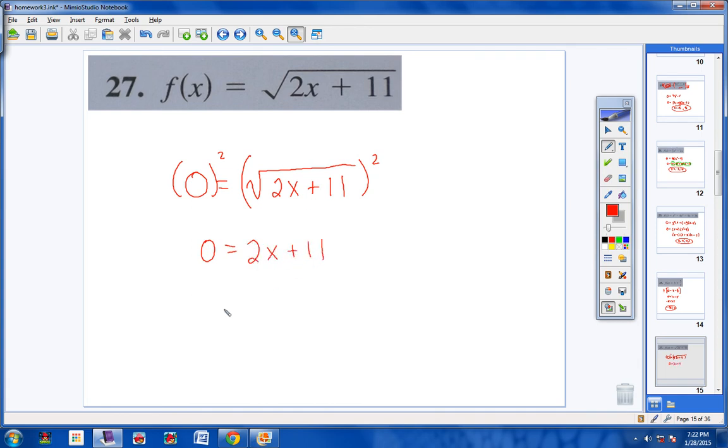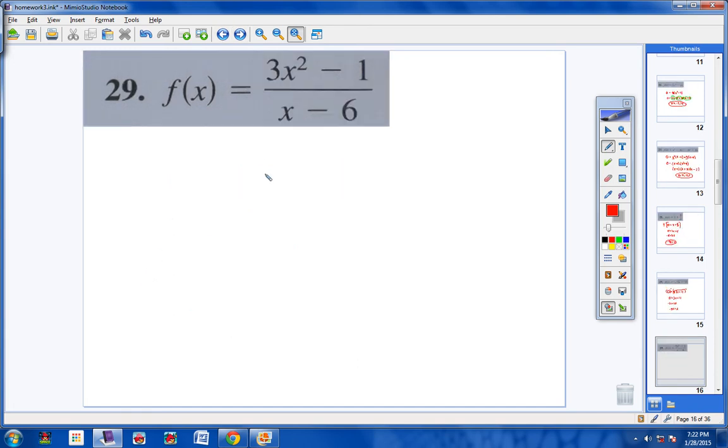Bring the 11 over and make it a negative 11. Divide both sides by 2, and we get negative 11 over 2, or negative 5.5 for your x-intercept, or your 0. Okay? Alright, moving on to number 29. Okay, we're going to put a 0 in for this right here. Put a big 0 right here. Now, I don't want this fraction x minus 6, so I'm going to multiply both sides by x minus 6 over 1, okay?